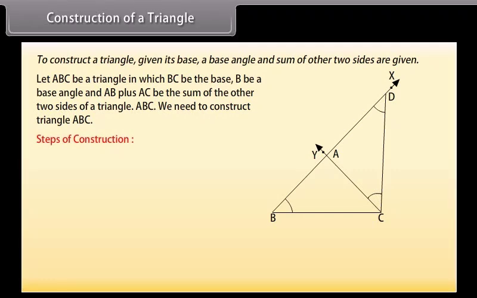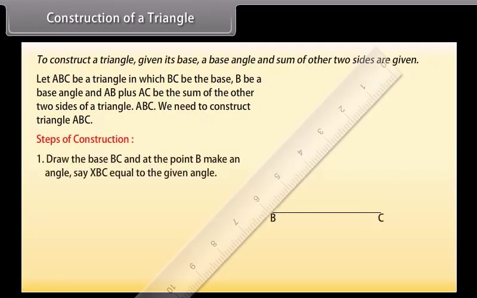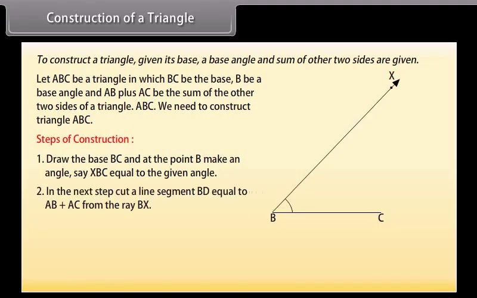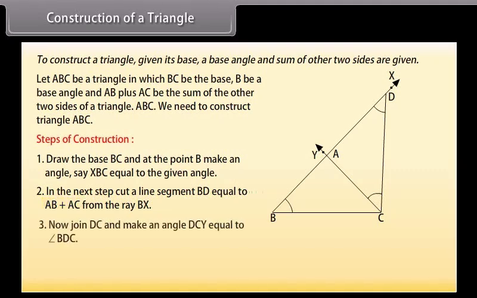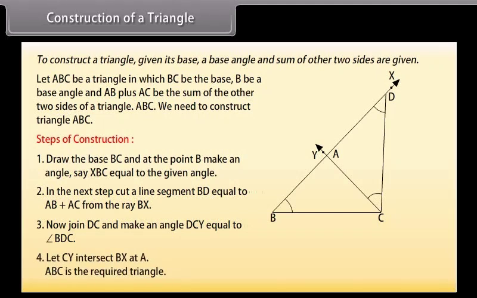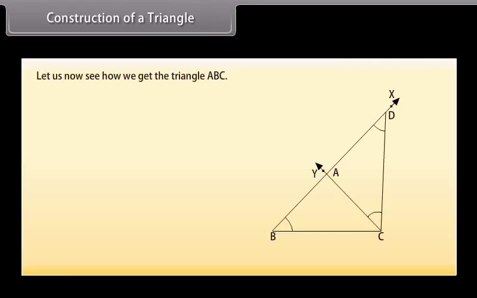Steps of construction. Draw the base BC and at the point B make an angle, say XBC, equal to the given angle. In the next step, cut a line segment BD equal to AB plus AC from the ray BX. Now join DC and make an angle DCY equal to angle BDC. Let CY intersect BX at A. Then ABC is the required triangle. Let us now see how we get the triangle ABC.